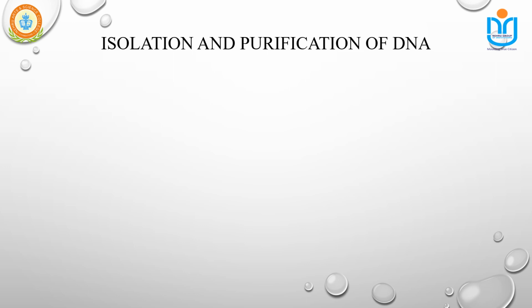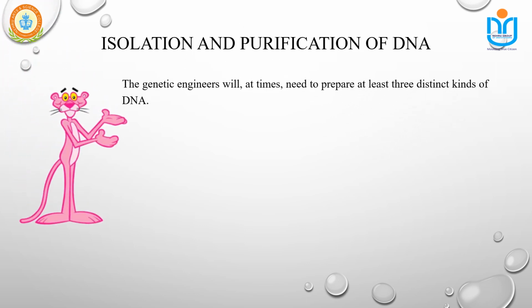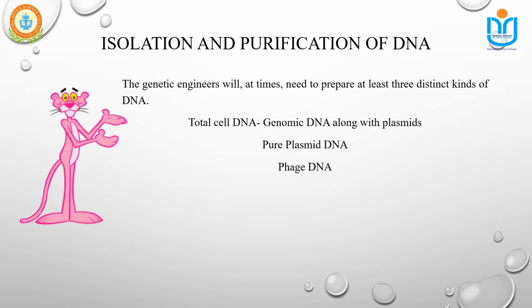Isolation and purification of DNA. The genetic engineers will at times need to prepare at least three distinct kinds of DNA: total cell DNA, that is genomic DNA along with plasmids, pure plasmid DNA, and phage DNA.